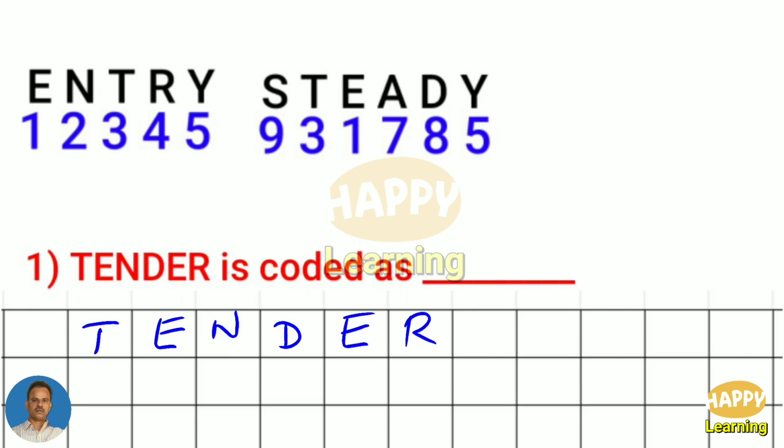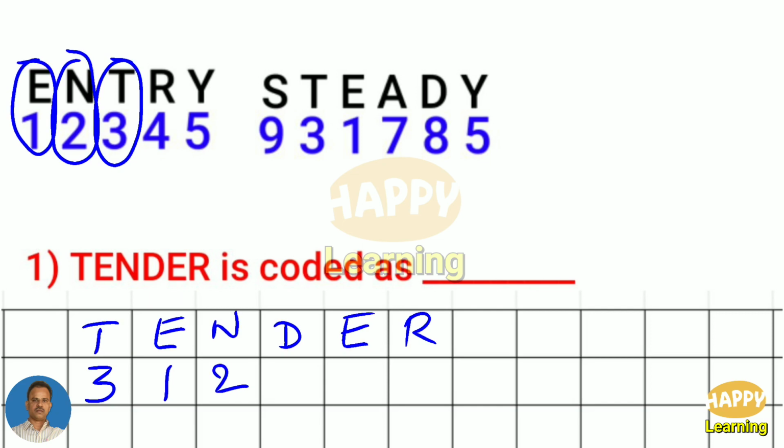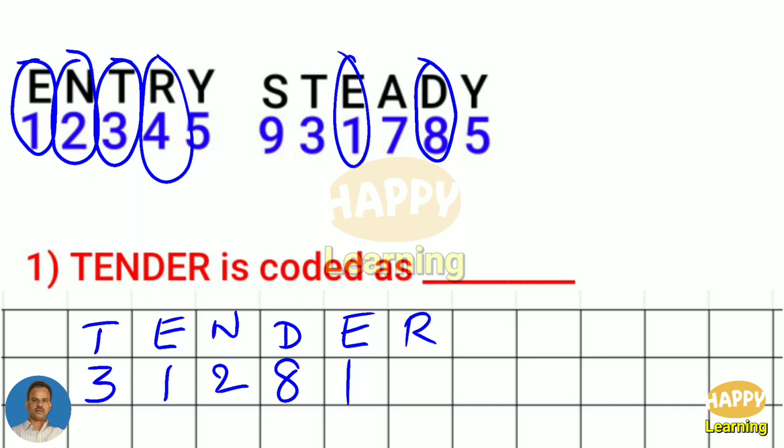Tender. T is coded as 3, so I'll write 3 here. E is coded as 1, so I'll write 1 here. N is coded as 2, so I'll write 2 here. D is coded as 8, so I'll write 8 here. Again, E is coded as 1, so I'll write 1 here. R is coded as 4, so I'll write 4 here. Therefore, tender is coded as 312814.